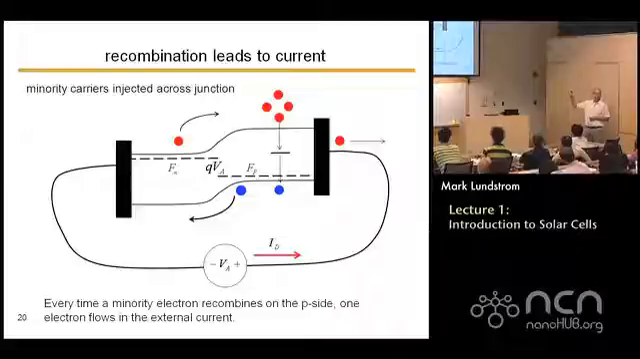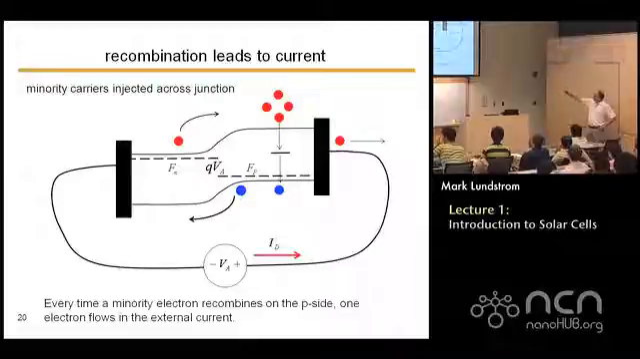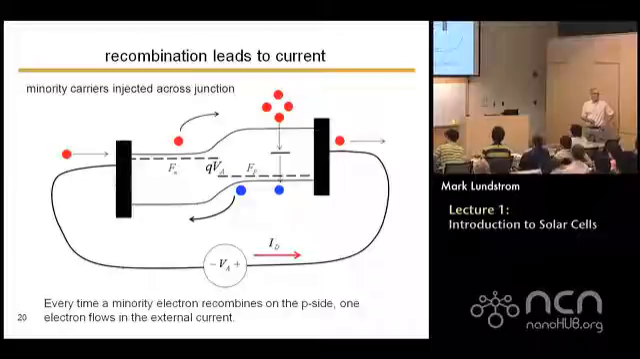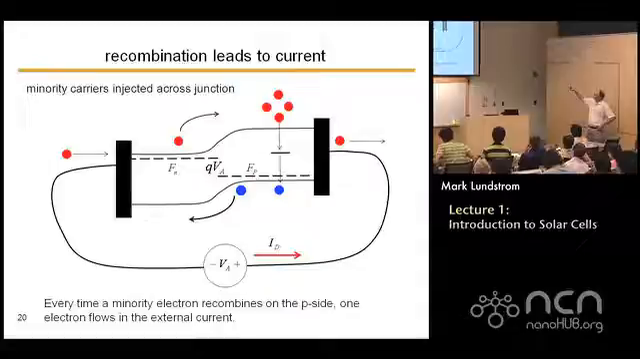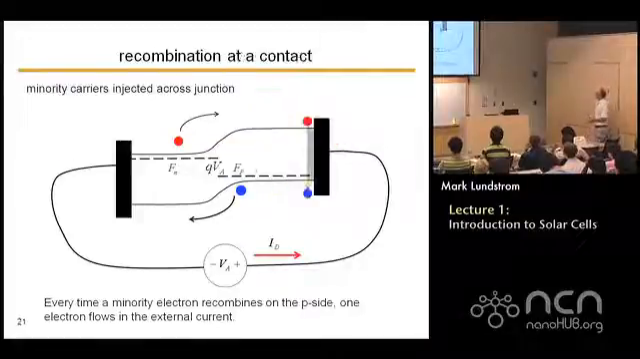But the n side isn't happy because it was electrostatically neutral. It had just the right number of electrons to be electrostatically neutral and balance the charge of the phosphorus atoms that were ionized to give us that electron. Well, that one electron flows through the power supply around the other side, comes in the conduction band of the n side, and replaces the missing electron. So you can see anytime an electron and a hole recombine, one electron flows in the external circuit. So diode current is all about recombination.